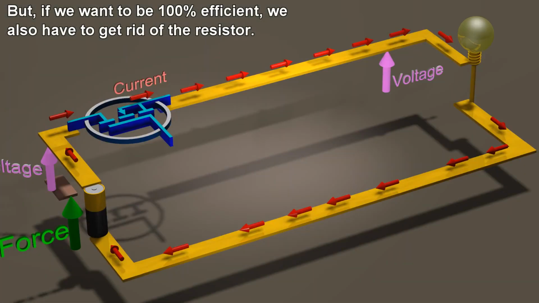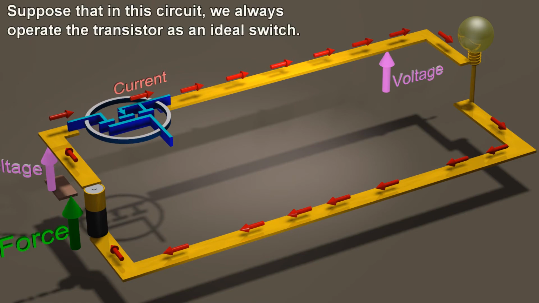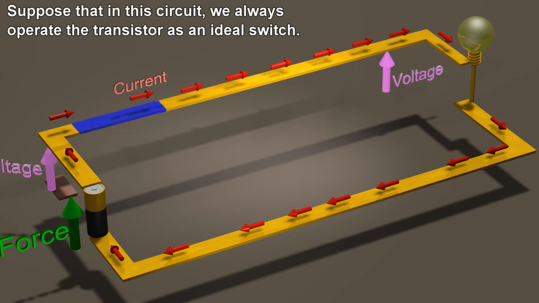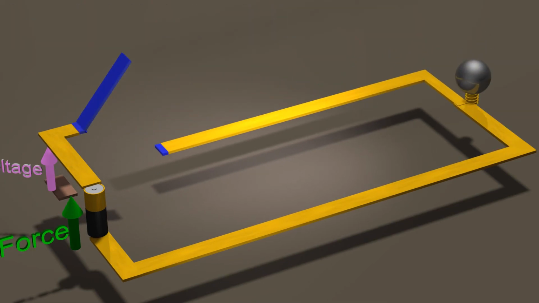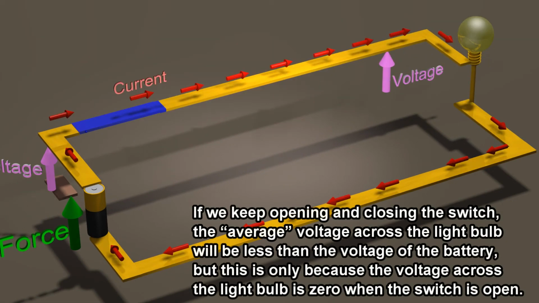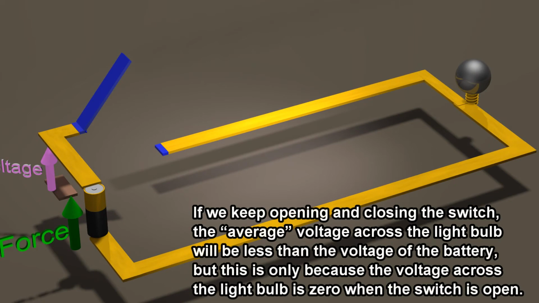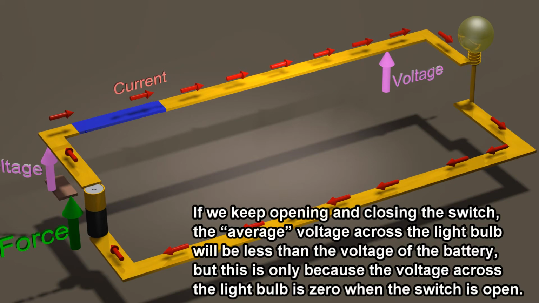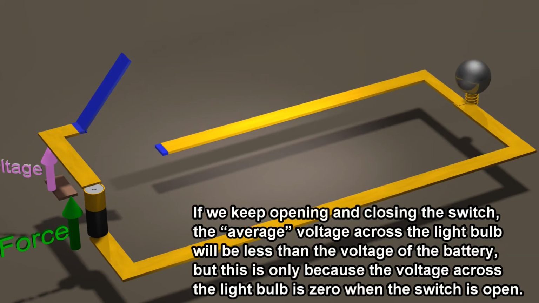But if we want to be 100% efficient, we also have to get rid of the resistor. Suppose that in this circuit, we always operate the transistor as an ideal switch. If we keep opening and closing the switch, the average voltage across the light bulb will be less than the voltage of the battery. But this is only because the voltage across the light bulb is zero when the switch is open.